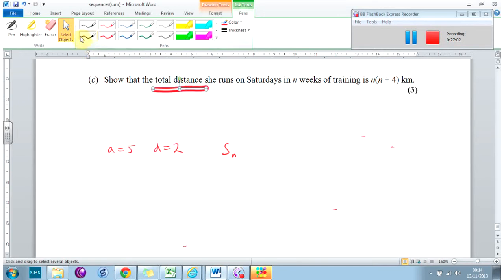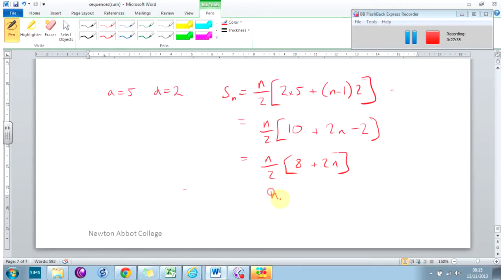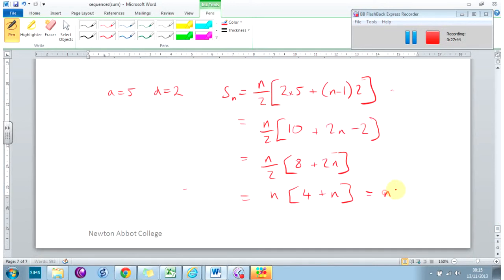Okay, even more peculiar. So, Sn is equal to n over 2, 2a plus n minus 1 d, which is n over 2, 2 times 5 is 10, plus 2n minus 2, which is n over 2, 10 minus 2 is 8, plus 2n, and then finally I'm going to divide through by 2, so I've got n, and then I've got 4 plus n, which is the same as n plus 4. And there we go, we've done it.